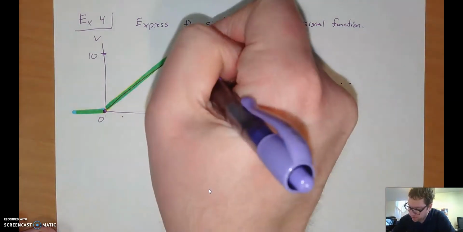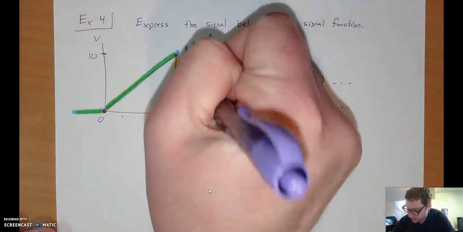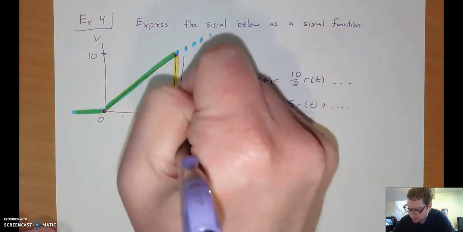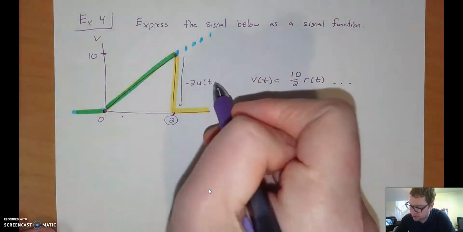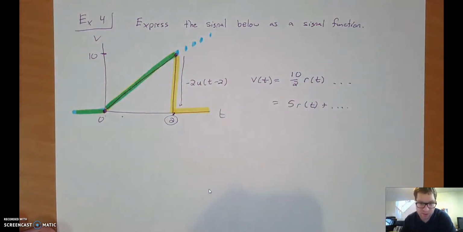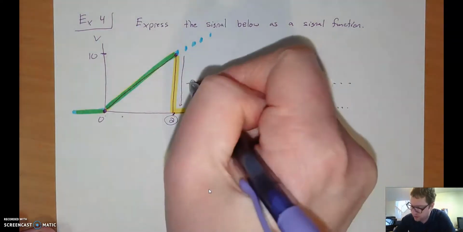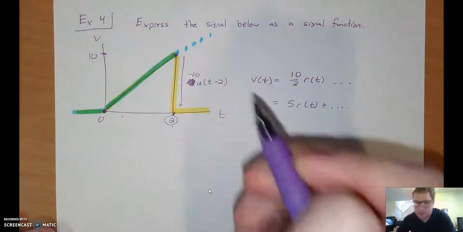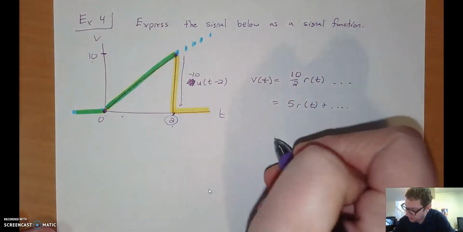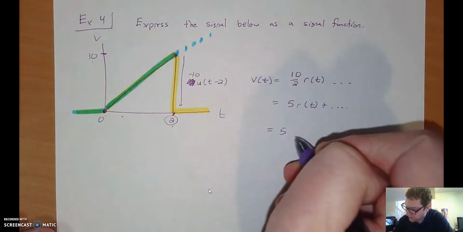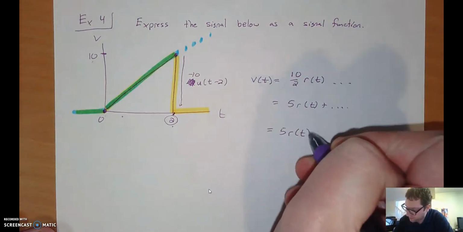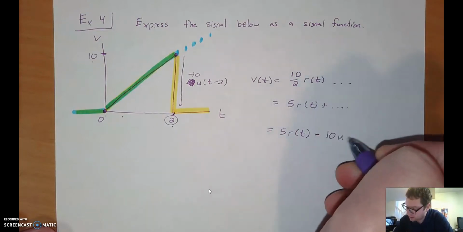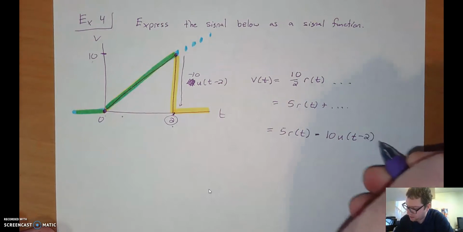So we're going to go down 2, and that's u of t, and this happens at 2 seconds, so u of t minus 2. So we're going to jump down 2 volts. So not 2, it's not 2, it's 10. We're going to jump down 10, so negative 10 u of t minus 2. So we can update this: 5r of t minus 10 u of t minus 2.